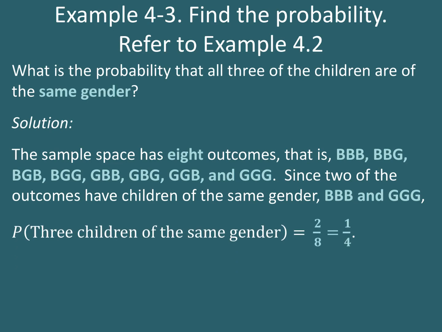That is to say, 2 outcomes, that is boy, boy, boy, girl, girl, girl, divided by the 8 total possibilities of having 3 children in a family, which reduces to 1/4 in this case. Therefore, the probability that 3 children are of the same gender in a 3-child family is 1/4.